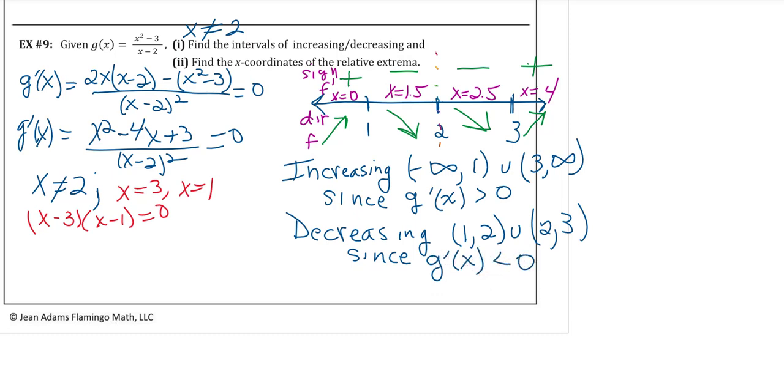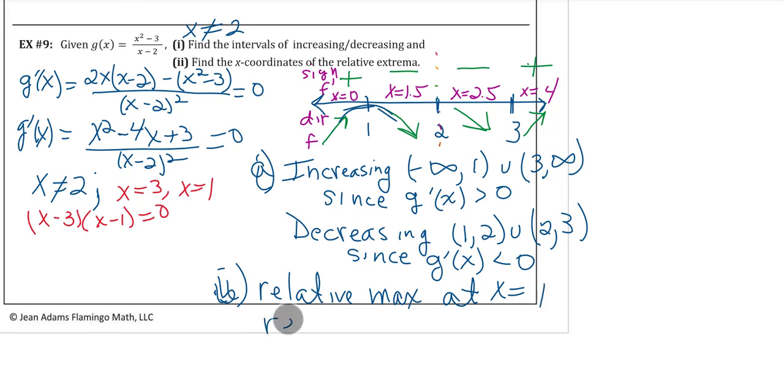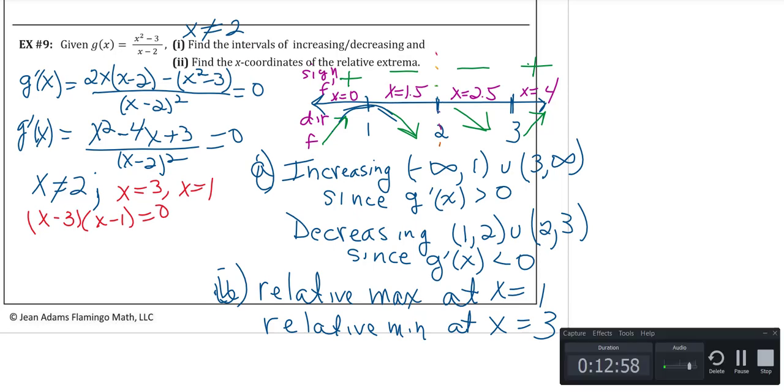And then, of course, this is part I, this is II. We have a relative max at x equals 1, right here. I'm sorry, x equals 1. And then we have a relative min at x equals 3. Okay, so we'll go over this in more detail in class tomorrow. And if you have any questions, I'll answer them then.